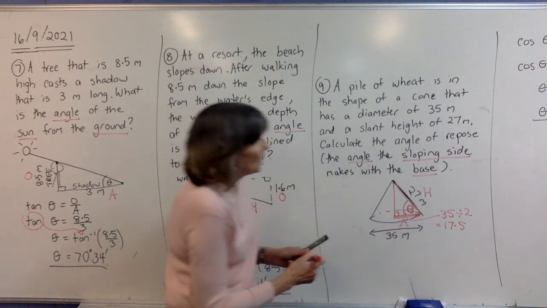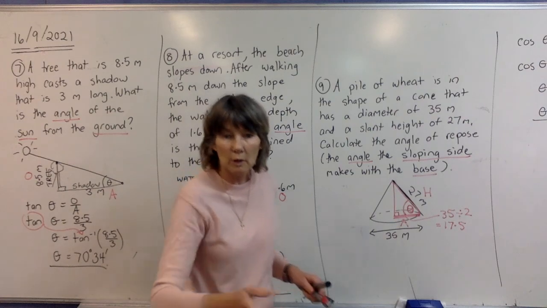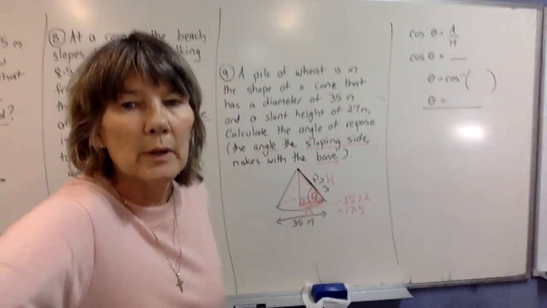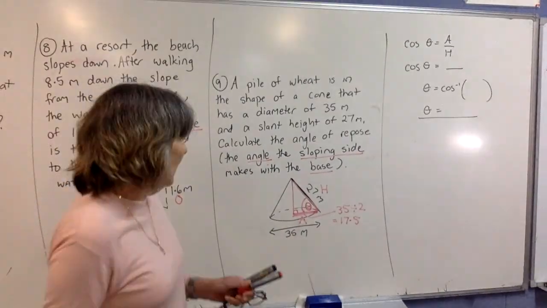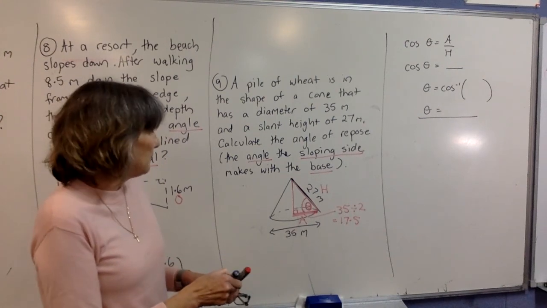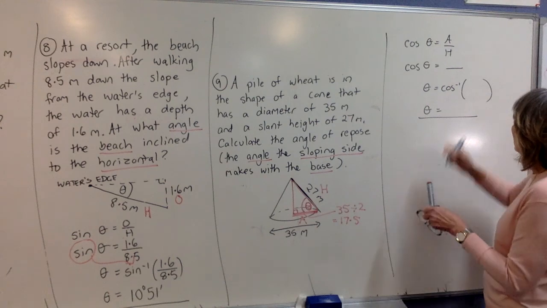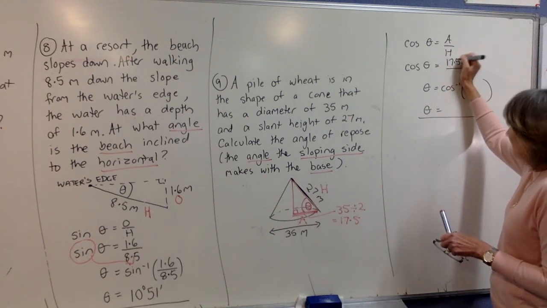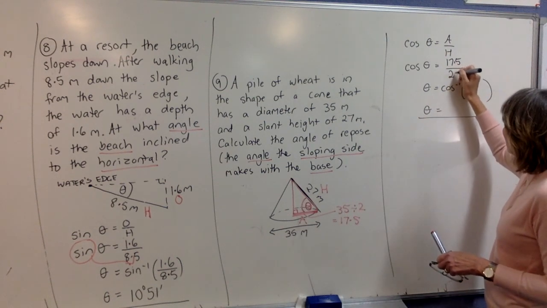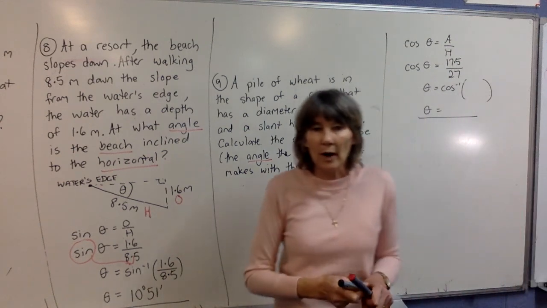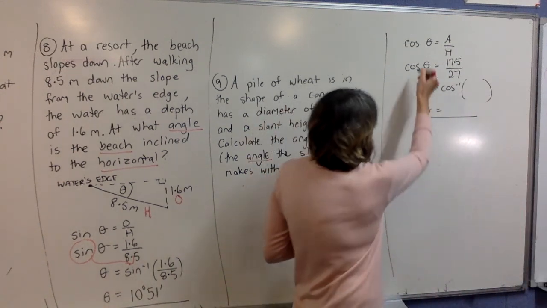Okay, so that side is our adjacent side to our angle. All right, so if we've got A and H, we're using cos. So we're doing cos theta equals A over H. Now we're going to put our numbers in. So we have cos theta equals 17.5 over 27.